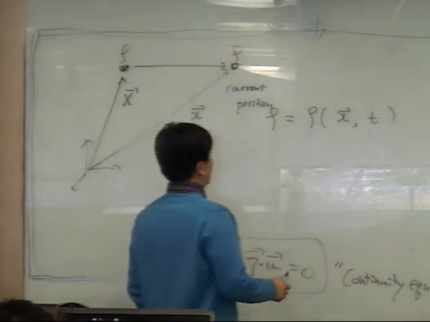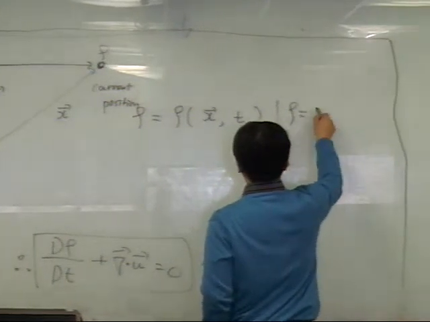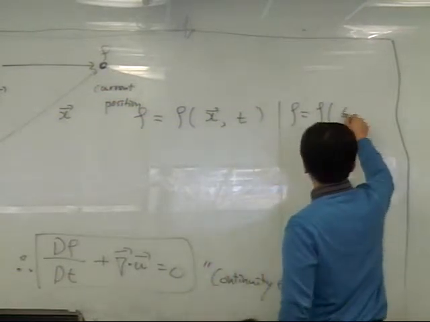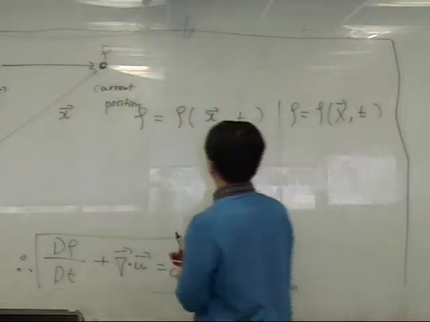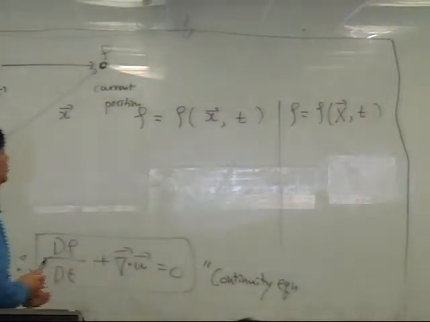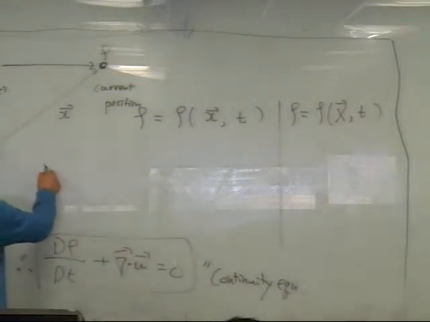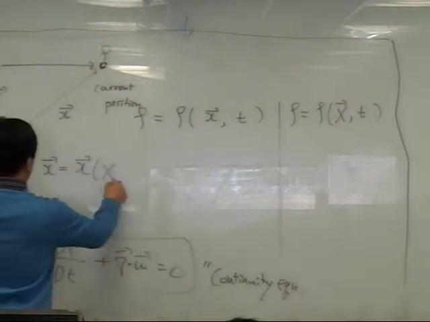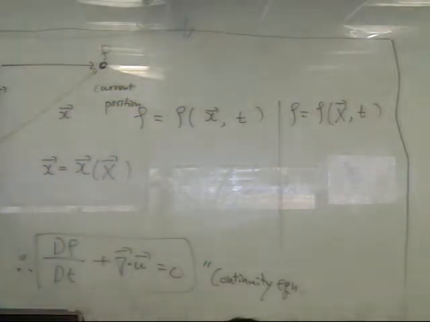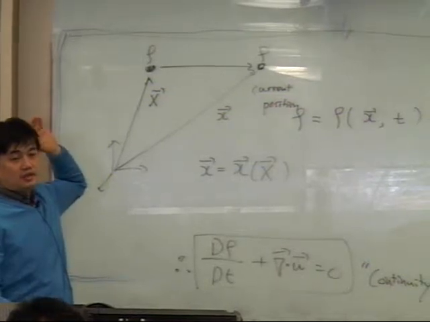And the other way is that density can be a function of original position and time, right? So actually, there are some relations between original and current. Current position is a function of original. Okay, we can think this original position is a kind of fixed position. You can think it's a constant.